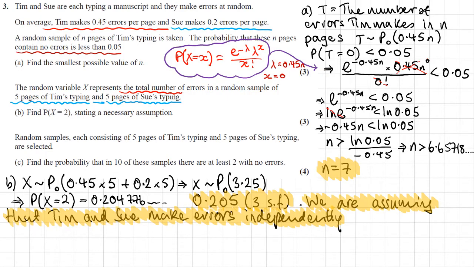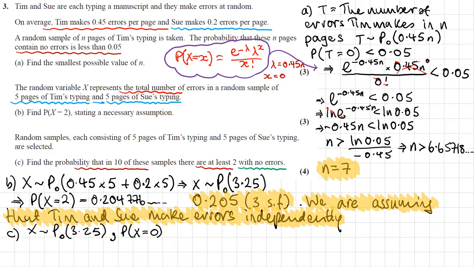Moving on, random samples each consisting of 5 pages of Tim's typing and 5 pages of Sue's typing are selected. Part C, find the probability that in 10 of these samples there are at least 2 with no errors. So this is where we combine binomial with Poisson. It's binomial because we've got a sample of 10 and we want to find at least 2, and then the Poisson bit is with no errors.